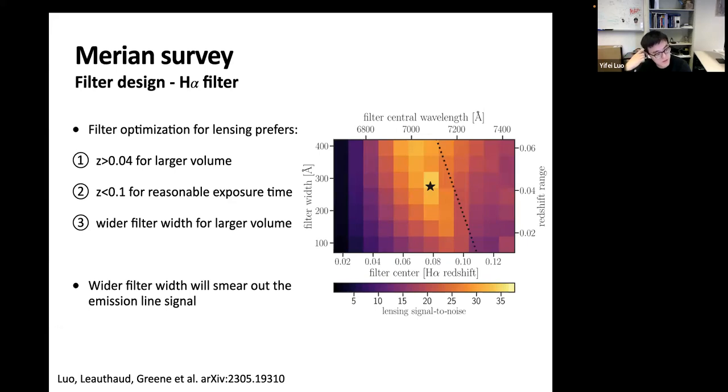So we run a multicolor simulation for different filter sets. This plot shows the filter width versus the filter center for each alpha.